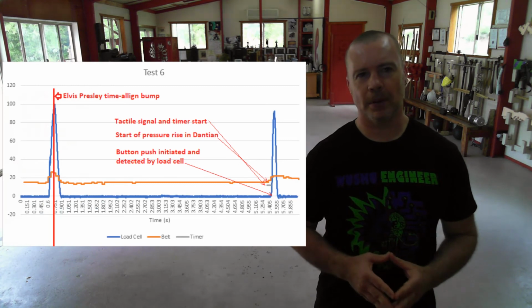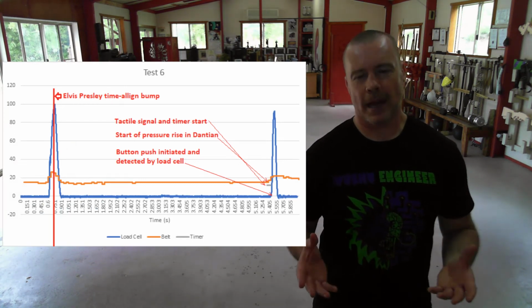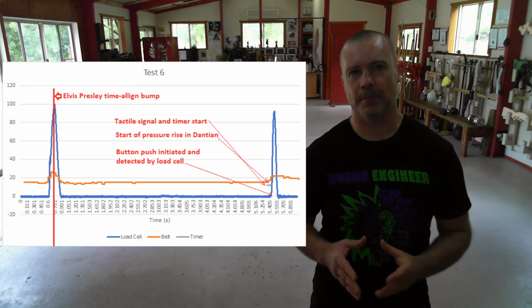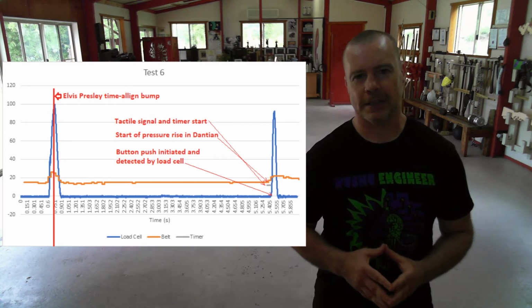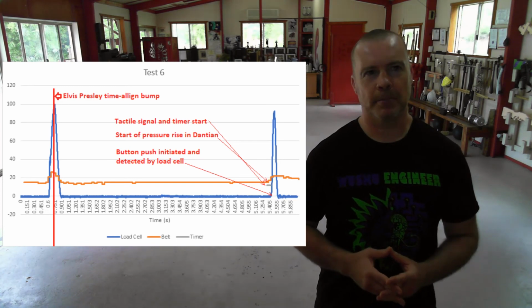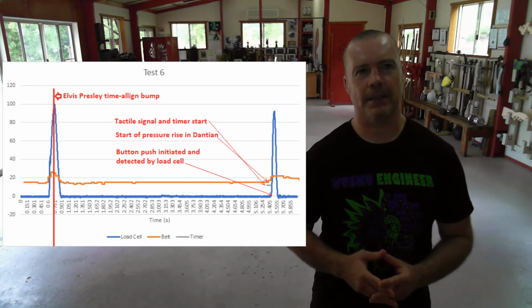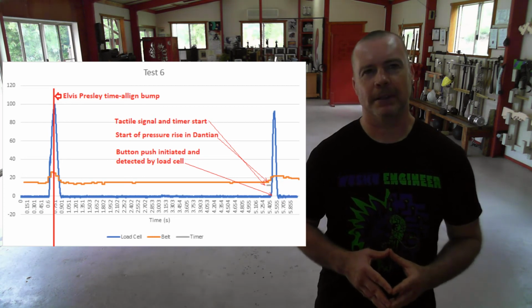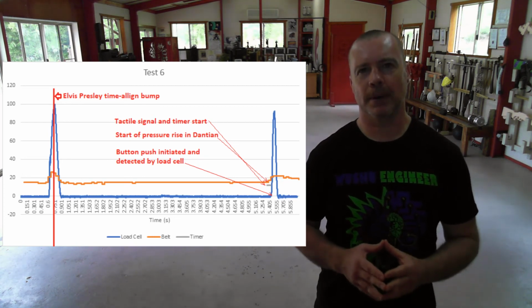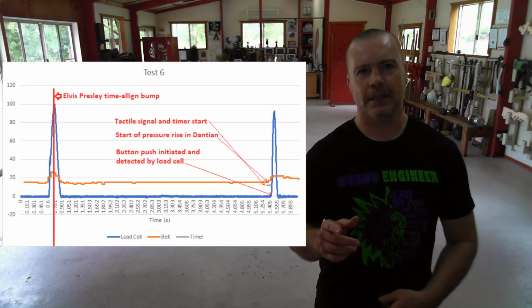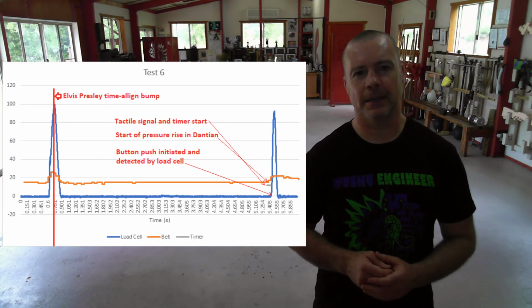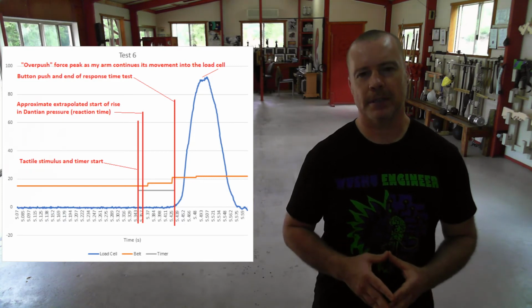However, the really interesting information began to filter out once the plots from the belt sensor, the load cell, and the multi-timer had been plotted on the same set of axes. Here is an example of what the plots looked like. This happens to be a plot of my fastest or my best response time from this set of tests, test number 6, in which my response time was 82.7 milliseconds. You can clearly see from the plot that just prior to pushing the button, the belt sensor detected a rapid rise in pressure in my Dantian. Here's a close-up of this section of the plot.